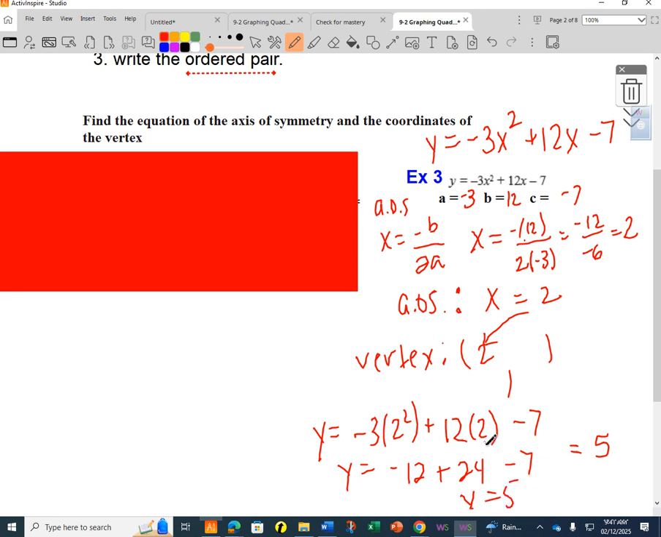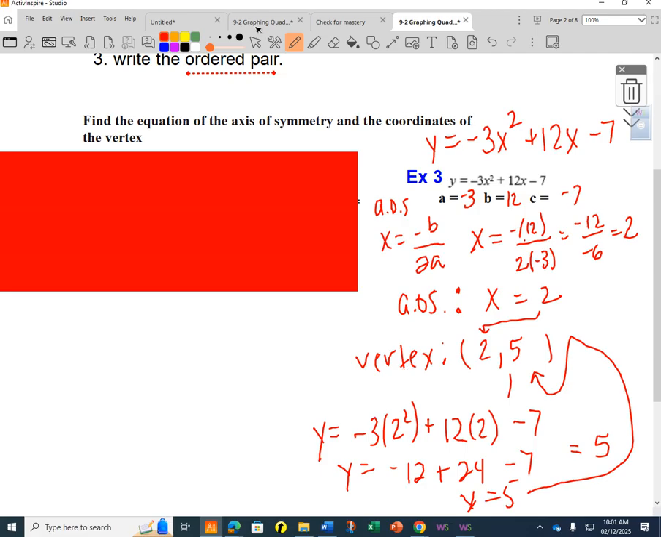But you can't give me the answer like that. Like the vertex, they ask for the vertex, and you need the ordered pair. We've already got the x-coordinate in there, it just goes in the y. So the vertex is (2, 5). Axis of symmetry is the x. To find the y, we plug into the original equation. Any questions? Good?